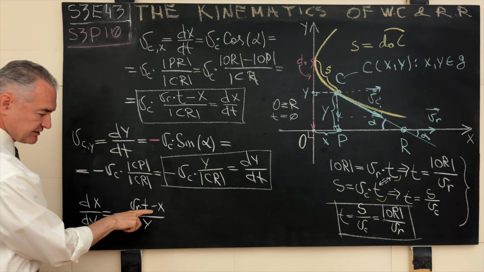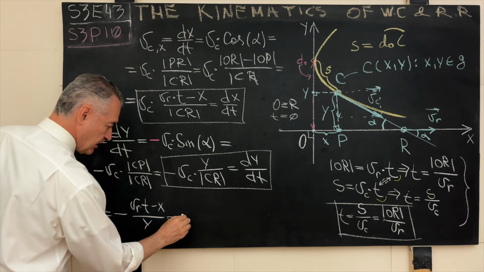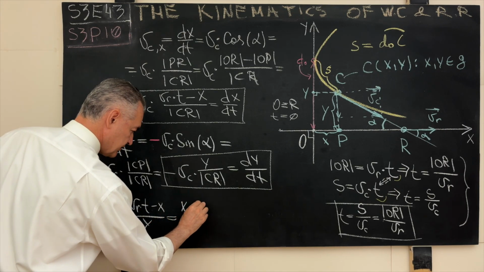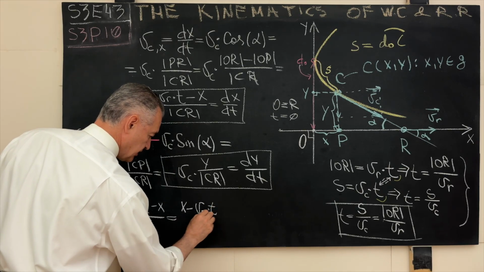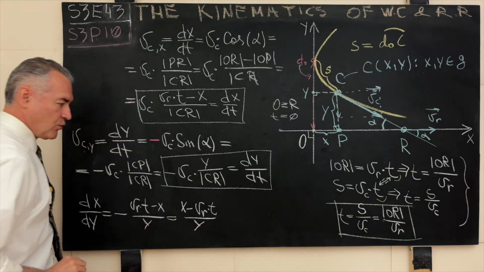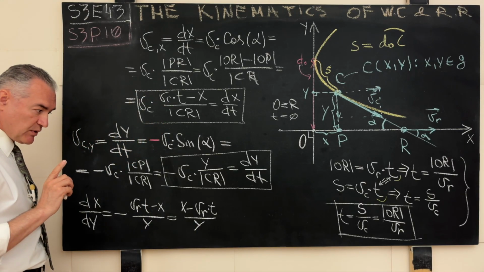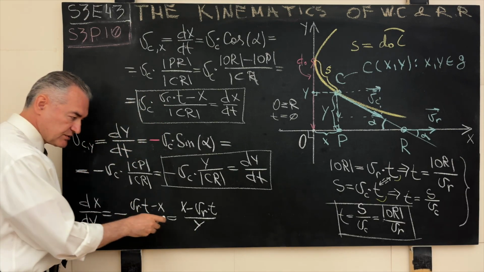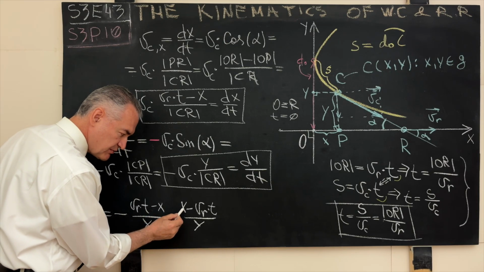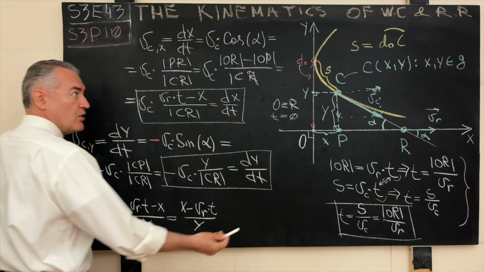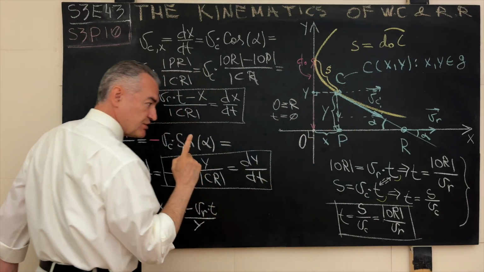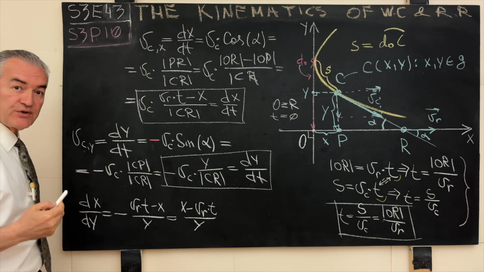We take this minus sign, bring it into the numerator, and we have x minus v, the velocity of the runner, times t divided by y. But the time t. Remember, when we need to construct the relationship between the coordinates x and y, and thus lock in the shape of the trajectory of the point C, which is our first objective, we need to do what? We need to exclude time.